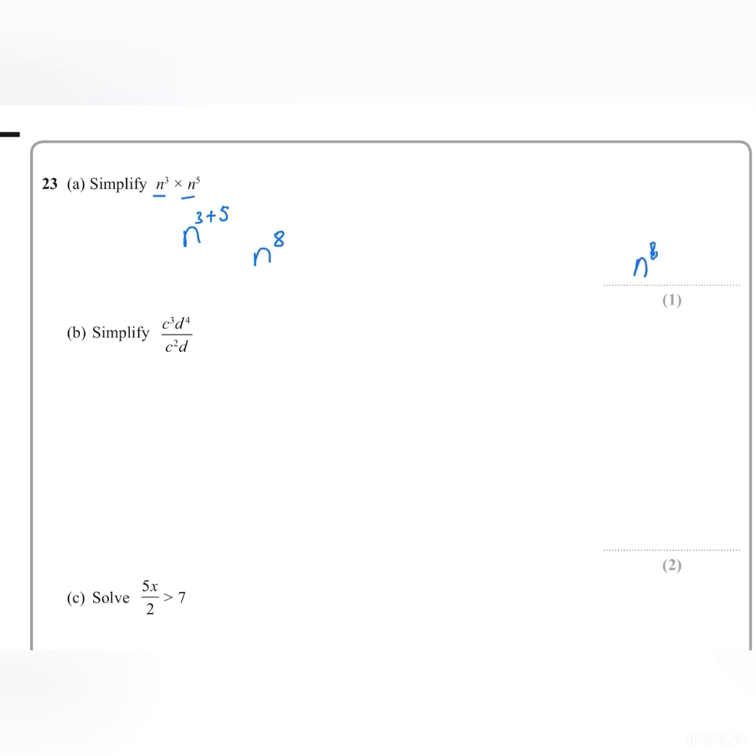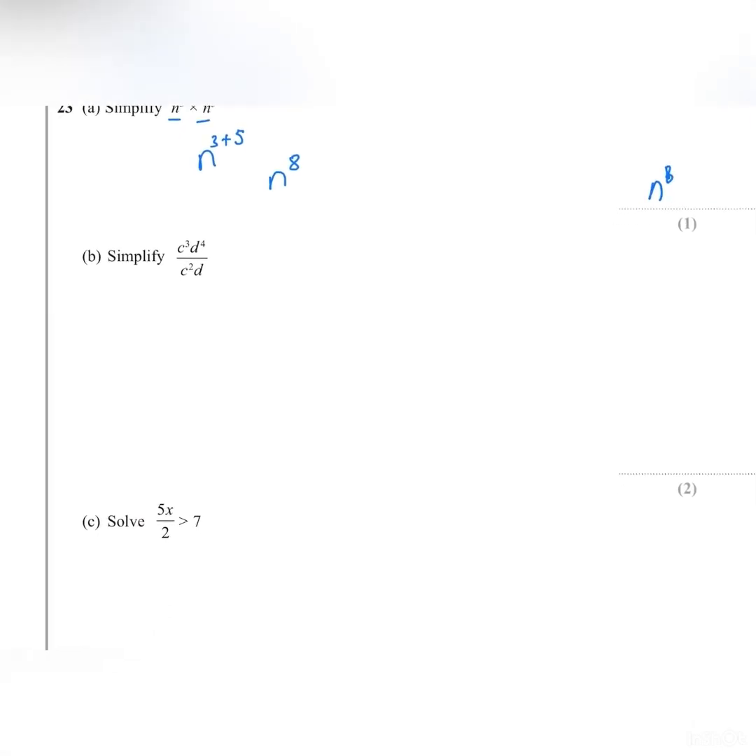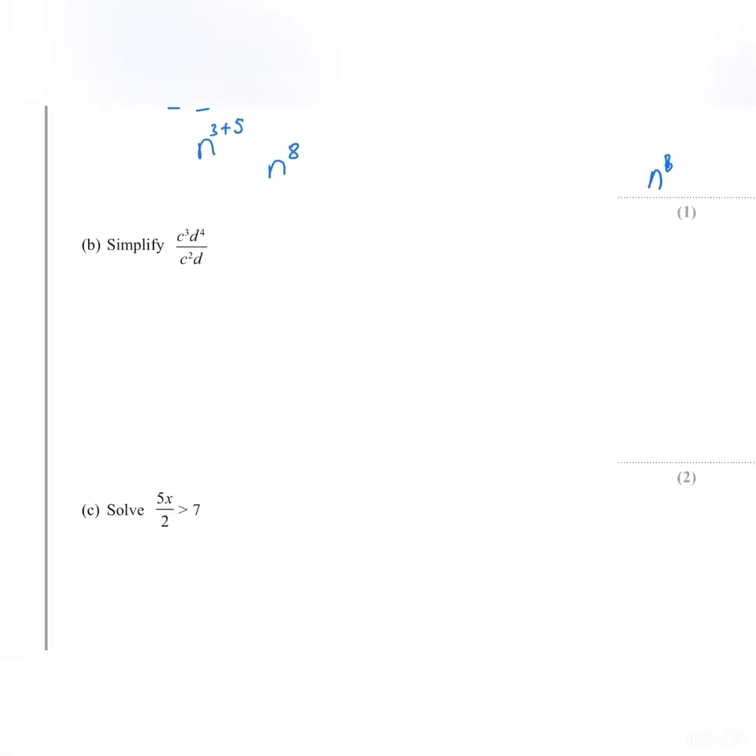Okay, so this is 8 over here. Okay, now the next one, it says simplify c cubed and d to the power of 4 divided by c squared and d to the power of 1. We can put 1 here because there isn't a power shown. That means it's 1. So c cubed, and if we divide by c squared, we simply take the powers away from each other. So 3 take away 2, and that will be just c to the power of 1.